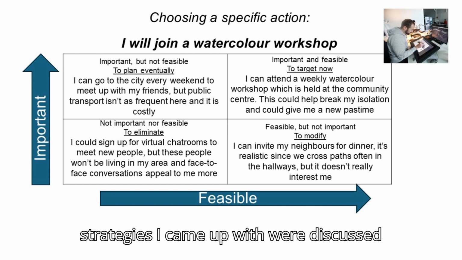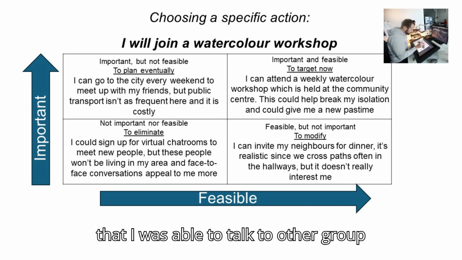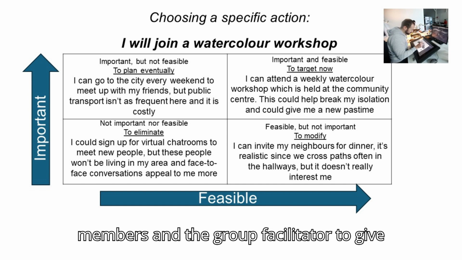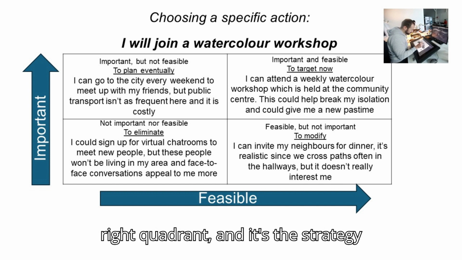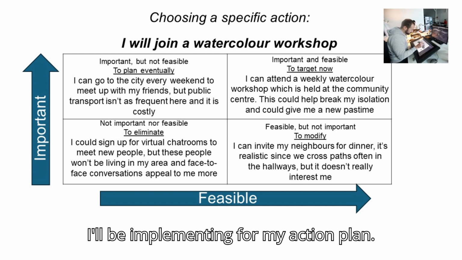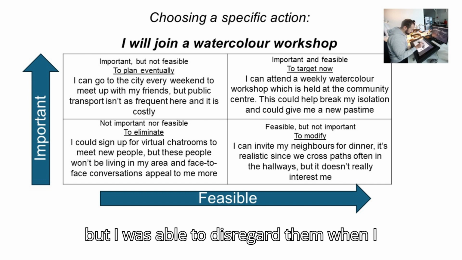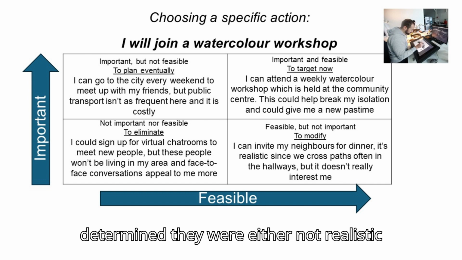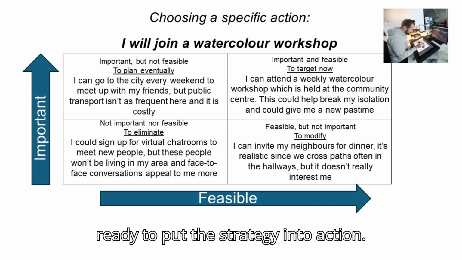The types of strategies I came up with were discussed in our group sessions. It sure helped that I was able to talk to other group members and the group facilitator to give me ideas. The one that works out the best for me is now written out in the top right quadrant, and it's the strategy I'll be implementing for my action plan. Some other strategies were considered, but I was able to disregard them when I determined they were either not realistic or not too important for me. I think I'm ready to put this strategy into action.